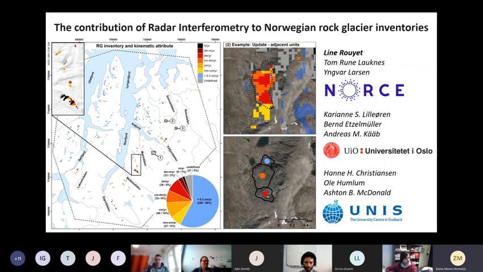It's more like introducing a bit what we have done in Norway with these rock glacier inventories, and how we used synthetic aperture radar interferometry to add information about rock glacier velocity, as it is called now. I've been the one presenting today, and in the mail it was shown as the Lynn Rouyet seminar, but actually it's a big group of people involved in this process. Some colleagues are also from NORCE, the institute I'm from in Tromsø, also people from the University of Oslo, and some people from the University Centre in Svalbard, in Longyearbyen.